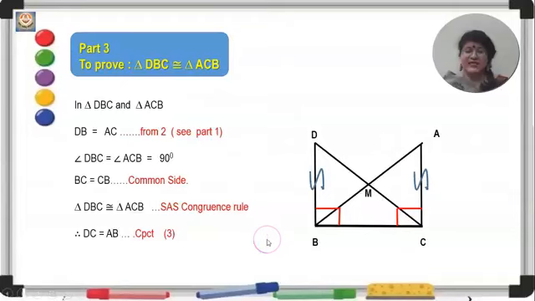Students, what you realize in this question is for every part there is a CPCT, and the CPCT of the first part you're using in the second part. The CPCT of the second one you're using in the third. The CPCT of the third you're going to use in the fourth part. Let us have a look.